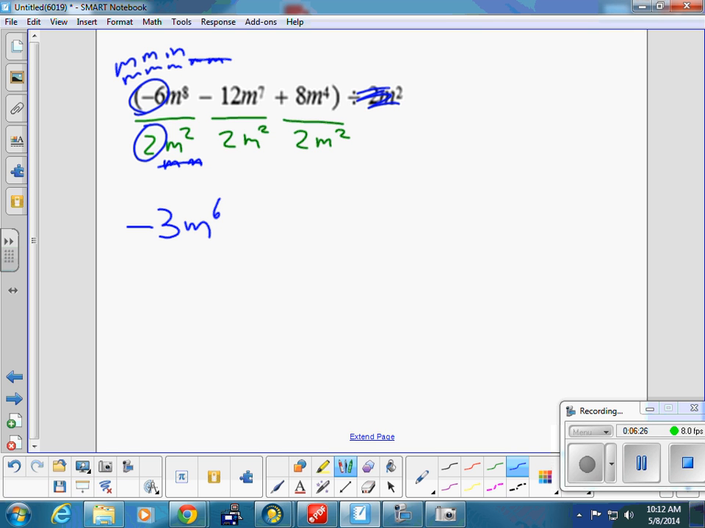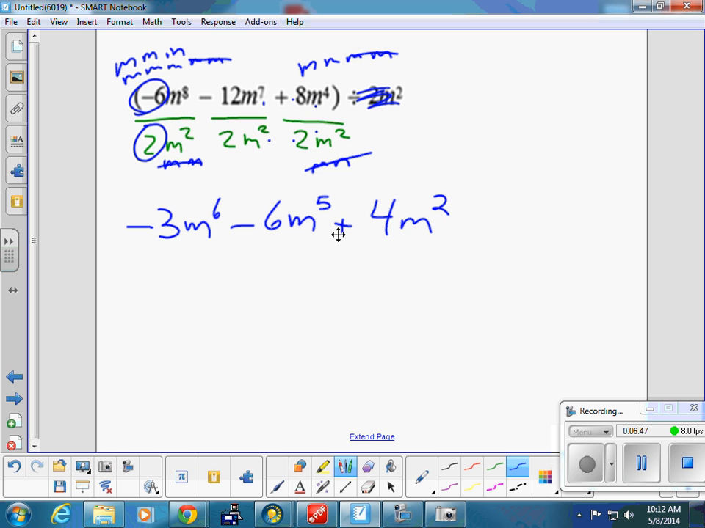The minus sign for the next one stays. 2 goes into 12 6 times. m^7 and m^2 cancel to m^5. And then 2 goes into 8 4 times. m squared into m^4. Again, 4 m's on top, 2 on the bottom. 2 of them canceled, leaving m squared on top.